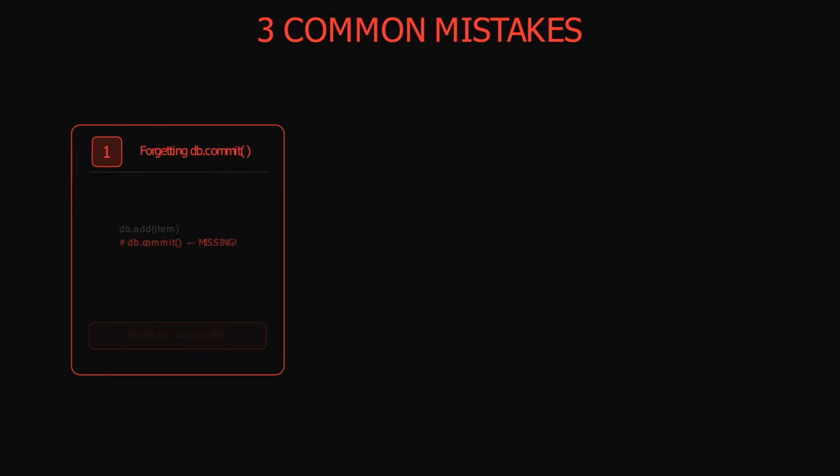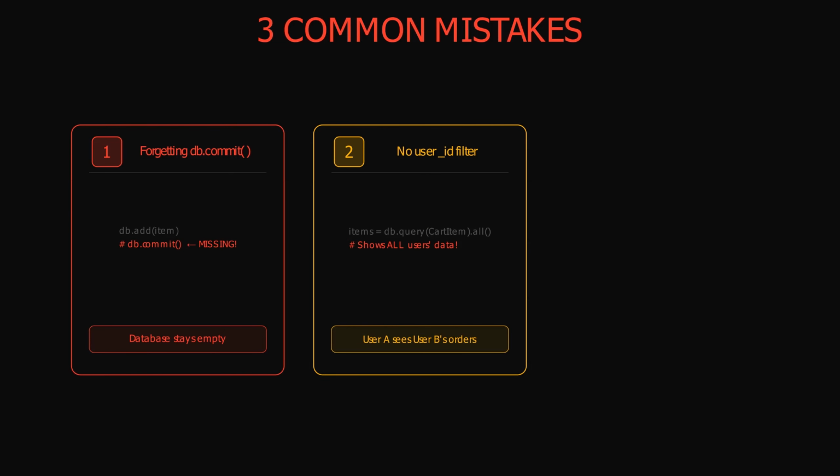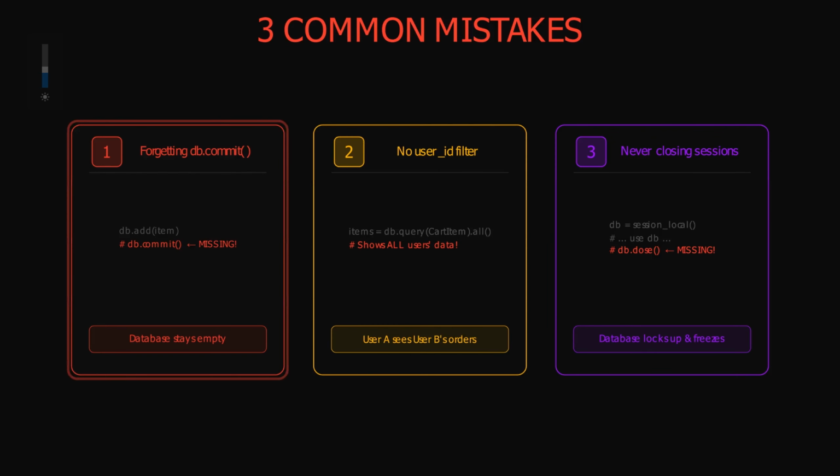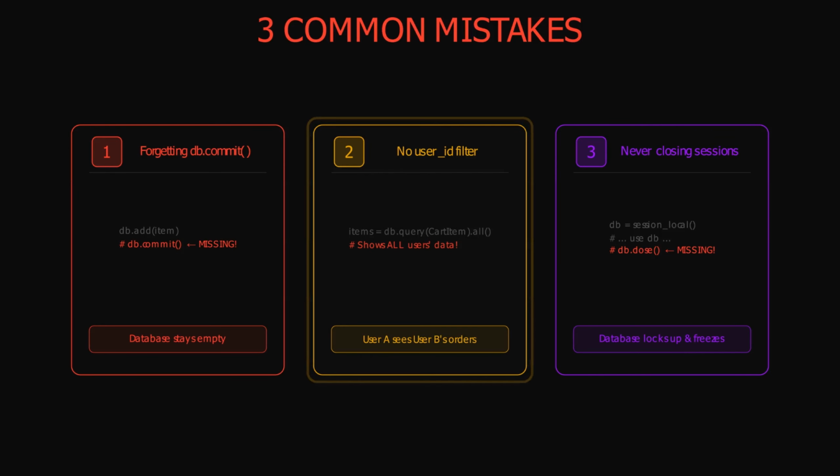Before we finish up, I want to warn you about the three most common mistakes beginners make when connecting databases. First, forgetting the db.commit line. Your code will run perfectly without errors, but your database will remain completely empty. Second, not filtering your queries by user ID. If you just run query.all without a filter, user A will see user B's order. Always protect and isolate your users' data. And third, leaving sessions open. Always close your session when you're done or your database will eventually lock up and freeze your bot.